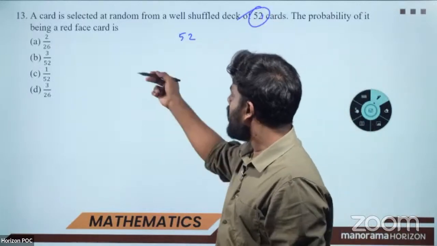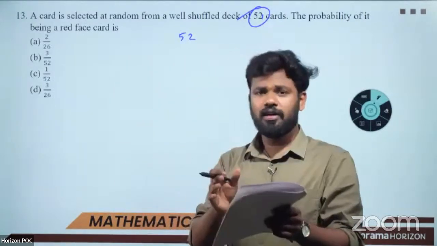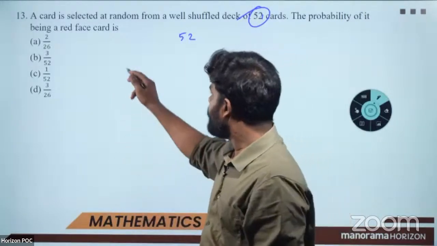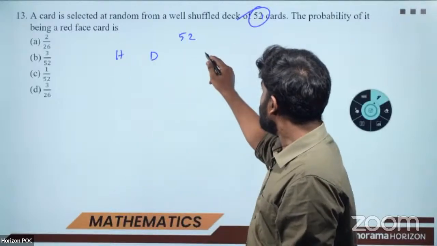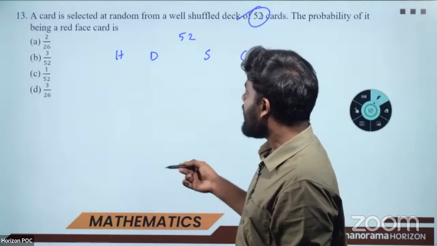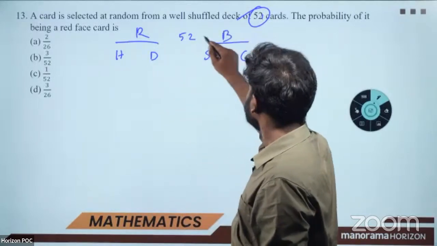And when you have 52 cards, there are different colors, right? What are the different colors in cards? You have red, you have black. So you have red as what? Hearts and diamonds. Hearts and diamonds are red colors. And then you have spade and club as what? The black colors. So these two are of what color? Red color. These two are of black color.